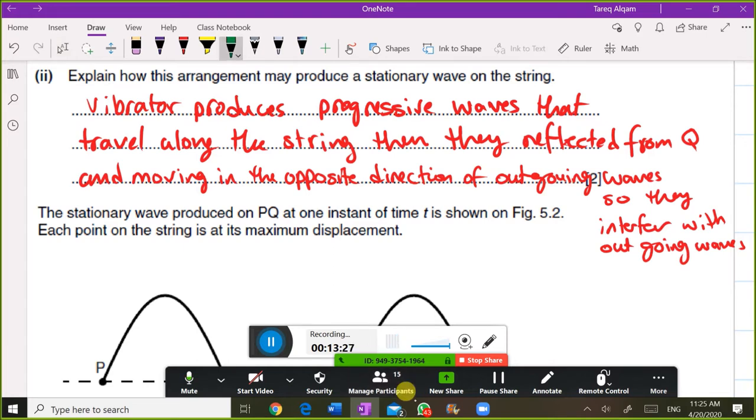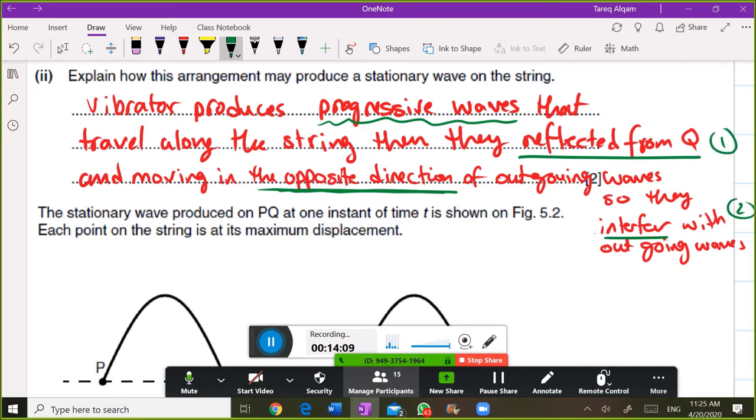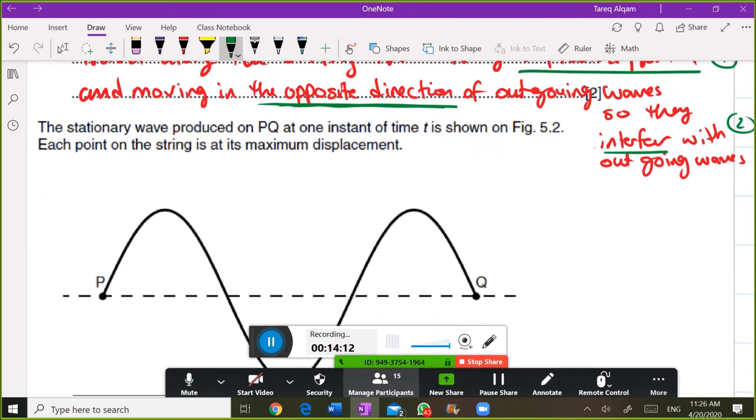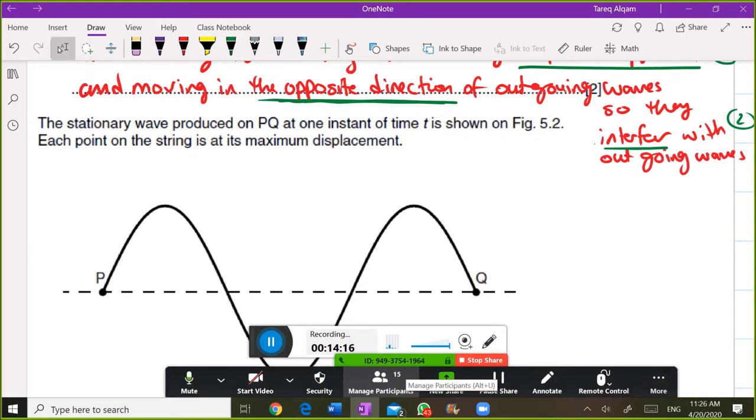They focus on high points, honestly. The part moving in the opposite direction, they always put a mark on it, or it is underlined or something like this. But the main point honestly in this question is that it is reflected from Q. You have to mention this. We have to mention that the vibrator produced progressive waves. These progressive waves are reflected at Q. Then the most important part is to write here interfere. That is the first one, this is the second one. Then moving in the opposite direction; if it is usually worth three marks, there is a mark on moving in the opposite direction.